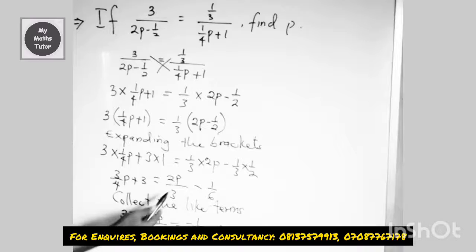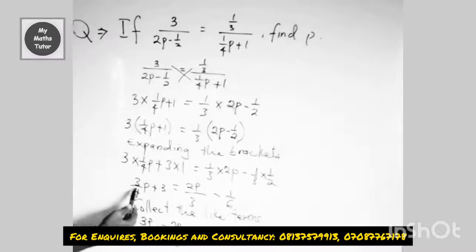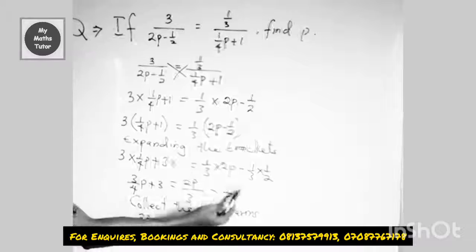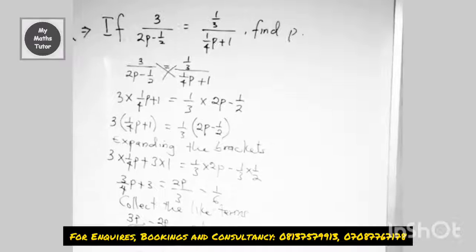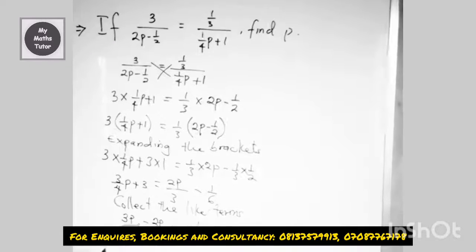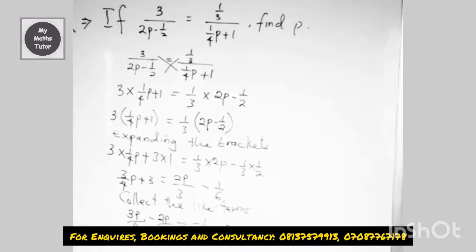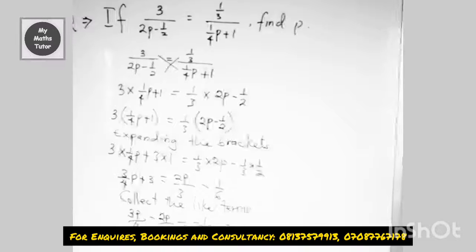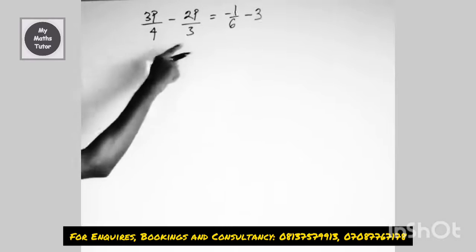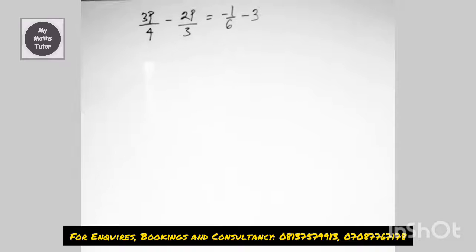Now what have we done? We have brought minus 2p over 3 to the left hand side, and this plus 3 is on the left hand side already. We are bringing it now to the right hand side just to collect like terms together. That gives us the new expression that we have. Now let's proceed into solving. Now we have 3p over 4 minus 2p over 3 equals minus 1 over 6, then minus 3.